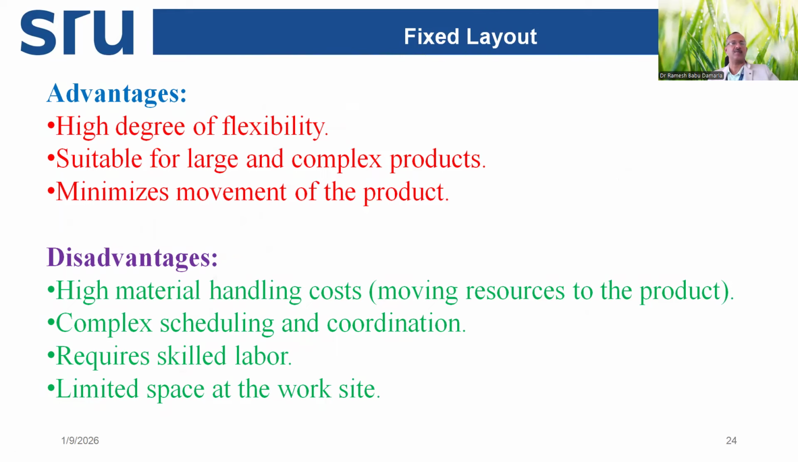Let us see the advantage of fixed layout. Fixed layout has got high degree of flexibility. For the customer requirements of specifications, we can modify which are not possible product layout or process layout. And these layouts are suitable for large and complex products. And it minimizes the movement of the products. Here, absolutely, there is no movement of product at all. In product layout, we move the raw material to each from one machine to another machine.